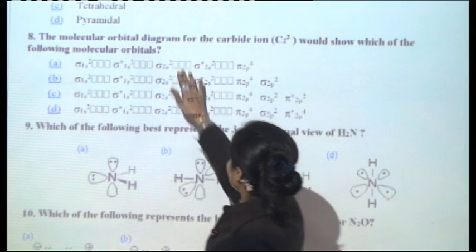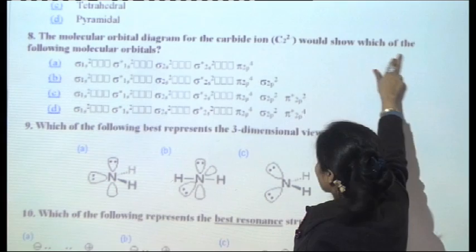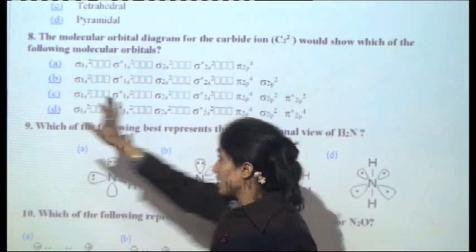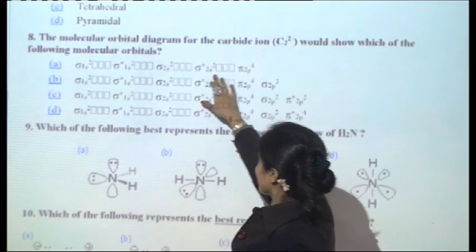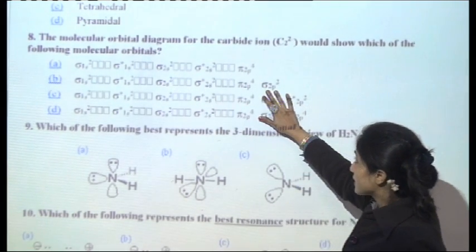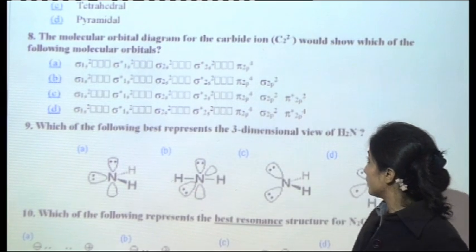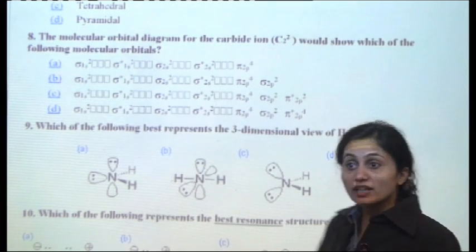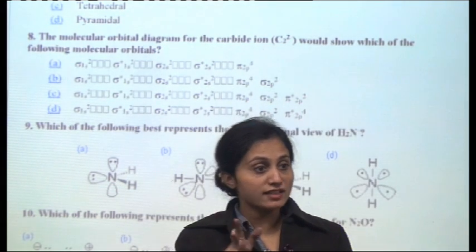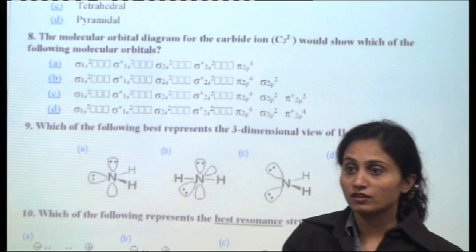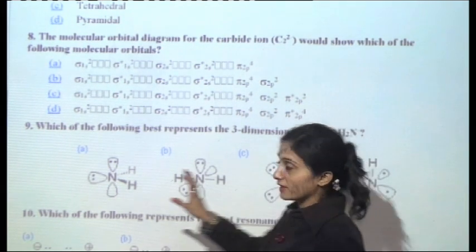The molecular orbital diagram for C2 2 minus, I think it's 2 minus only, would show which of the following molecular orbitals. Let me tell you, this is sigma 1s 2, sigma star 1s 2, sigma 2s 2, sigma star 2s 2, pi 2p4, sigma 2p2 and so on. So please tell me which will be the correct one. Quickly do it for C2 2 minus. Hybridization, C2 2 minus, you have to add 2 more electrons to it. So the correct option will be B.